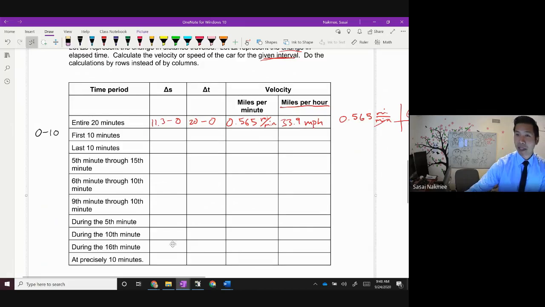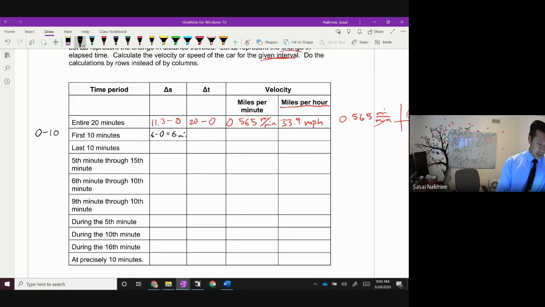Okay, and then looking back at my table, I don't want to keep going back and forth here. Give me 1 second. I'm going to bring up my table over here. Okay. For the first 10 minutes, at the 10-minute mark, he's traveled a total of 6 miles, minus at the very start, which is 0, so that's just going to be equal to 6 miles. The time that they traveled then is going to be 10 minutes at the very start minus 0, which is going to be 10 minutes.